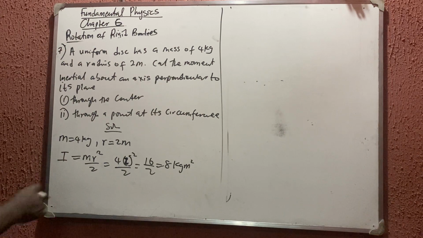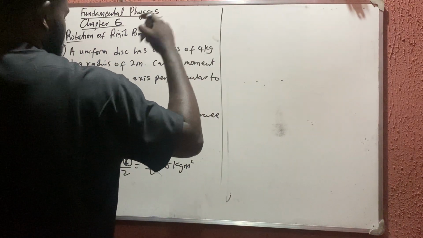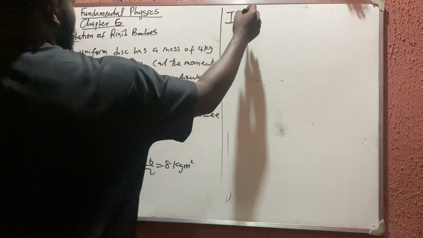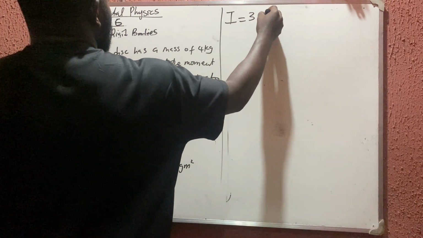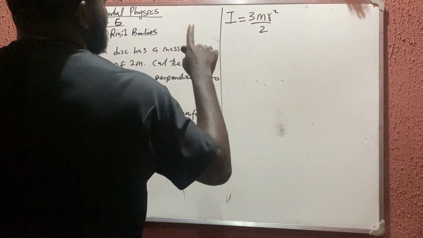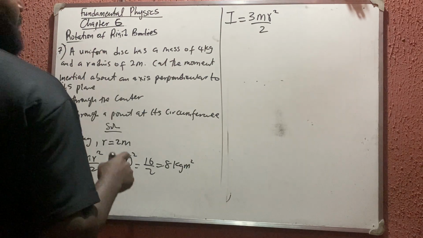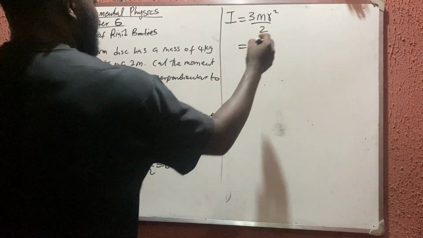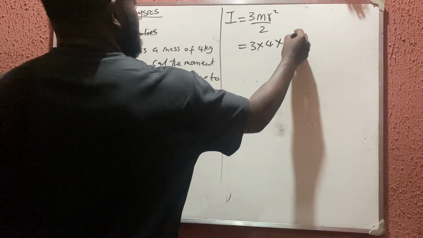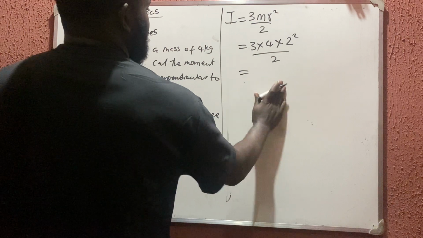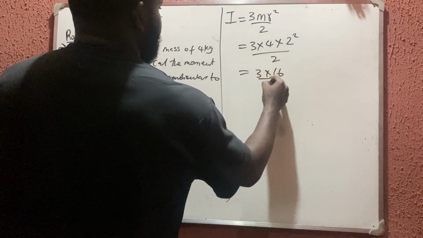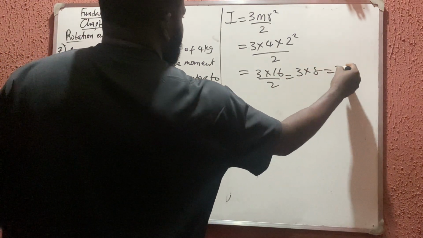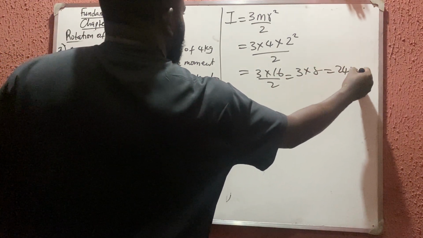About a particular point, I think we did an experiment on that. I remember that the moment of inertia about a particular point on the axis should be 3 r squared over 2, something like this. I'm going to have 3 times my m. My m is 4 times my r squared divided by 2. So I'm going to have 3 times 16 divided by 2, which is 3 times 8, yes, 24 kilogram meter square.